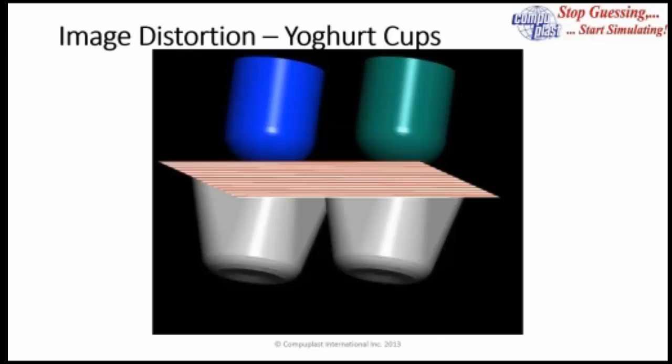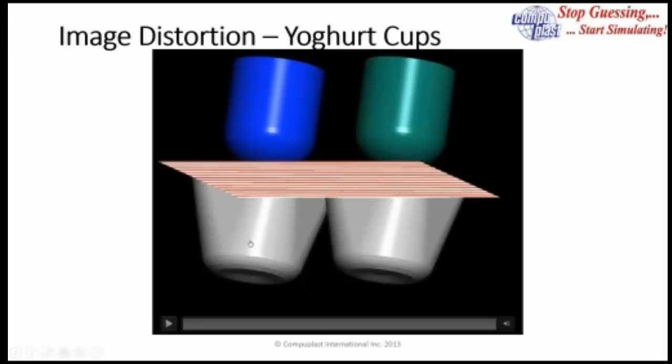Now, as I mentioned earlier, TSIM also has the capability of studying image distortion. And here's an example here of a sheet that's printed with a bunch of just lines, in this case horizontal lines on the surface.